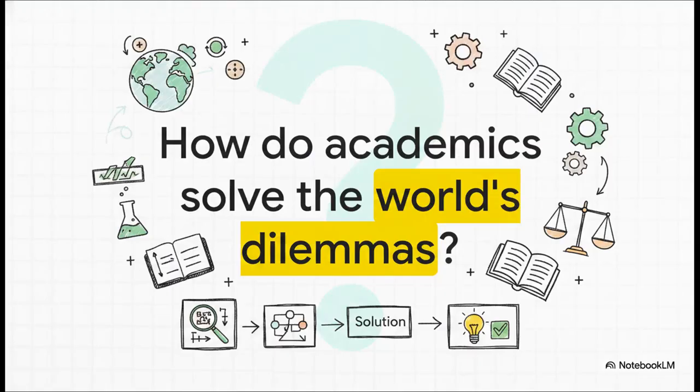To really grasp academic writing, we first have to understand the main goal of the writer. So, how do academics solve the world's dilemmas? Well, academic texts, they don't just sit there stating isolated facts. I mean, they aren't encyclopedias, right? Instead, they actively contextualize real-world issues and critically evaluate potential fixes. They're literally trying to solve the world's dilemmas, one paper at a time.